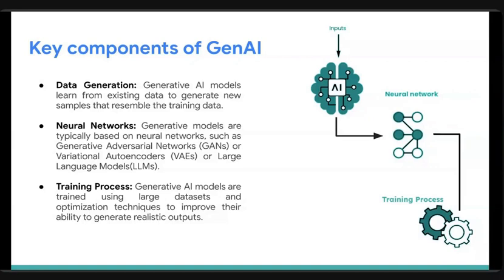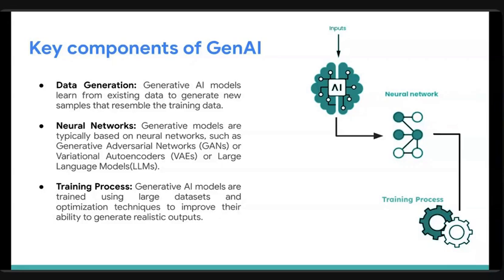Second component is neural networks. Now, neural networks are the brains of generative AI. They are complex algorithms inspired by the human brain that process the data and learn to generate new content. There are different types of neural networks used in GenAI, like generative adversarial networks, GANs, variational autoencoders, VAEs, and large language models, LLMs. Maybe I'll discuss all of these in some other video. Each of these models has its own strengths and is used for different tasks.